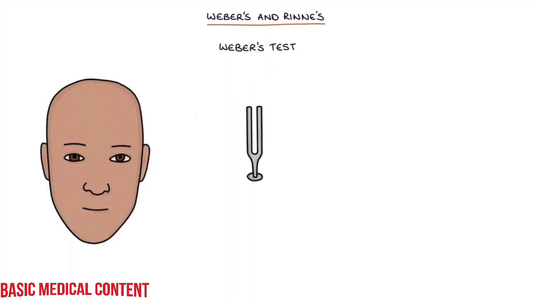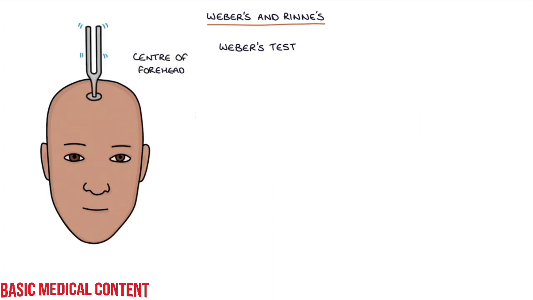To perform Weber's test, strike the tuning fork to make it vibrate and hum. Use the palm of your hand or your knee and not the patient. Place the tuning fork in the center of the patient's forehead and ask the patient if they can hear the sound and which ear the sound is loudest in.